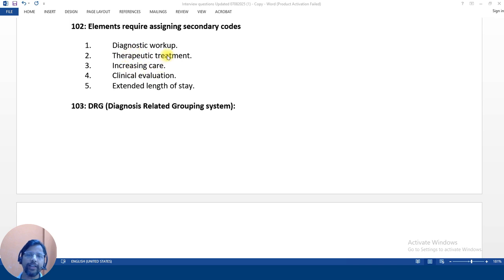In the interviews they may ask you, so what are the elements to consider for secondary diagnosis? So at that time you need to tell all these 5 steps. Okay, in order to code a secondary diagnosis, the physician does not need to do all these steps. Any one step is enough. So all these 5 steps are not essential. Any one is enough in order to assign secondary diagnosis codes.